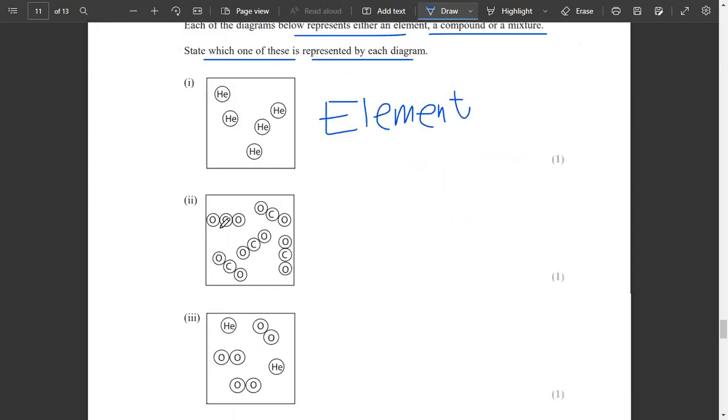If we look at diagram 2, we have carbon and oxygen joined together. This is your CO2 molecule. And CO2 is a compound. What is a compound? We haven't studied this yet.